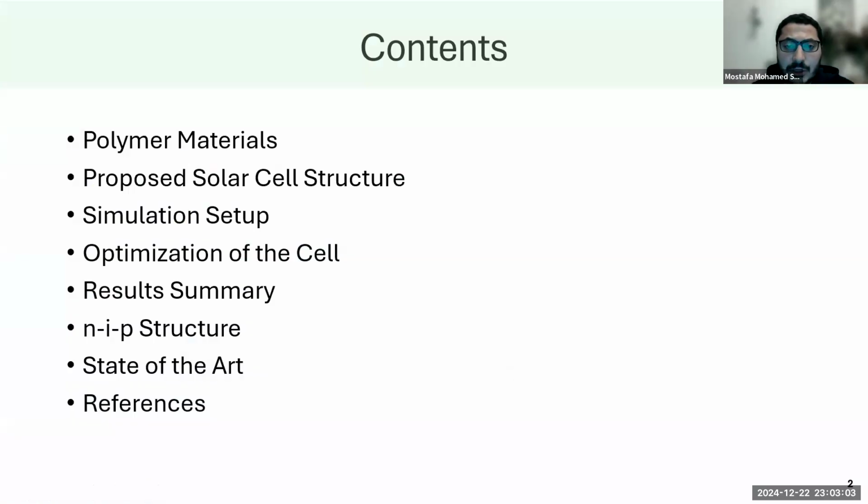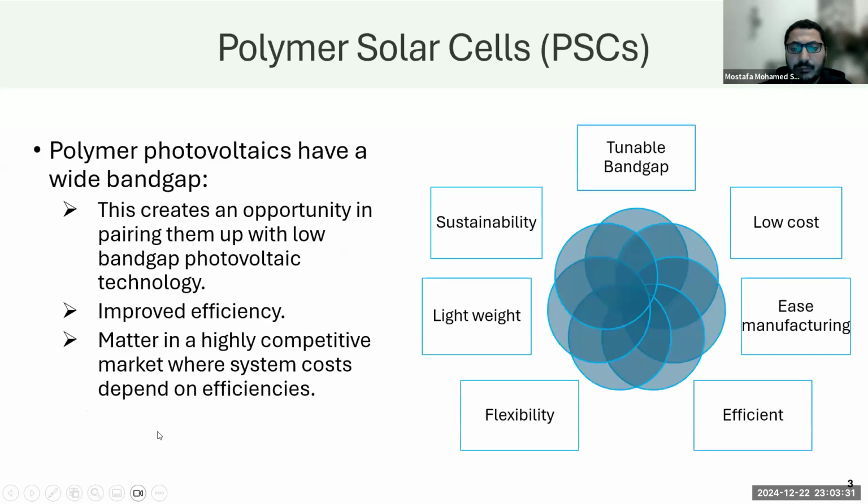The presentation contents are firstly the polymer materials, secondly the proposed solar cell structure, after that the simulation setup, then the optimization of the proposed cell, after that the results summary, NIP structure, state of the art, and finally the references.